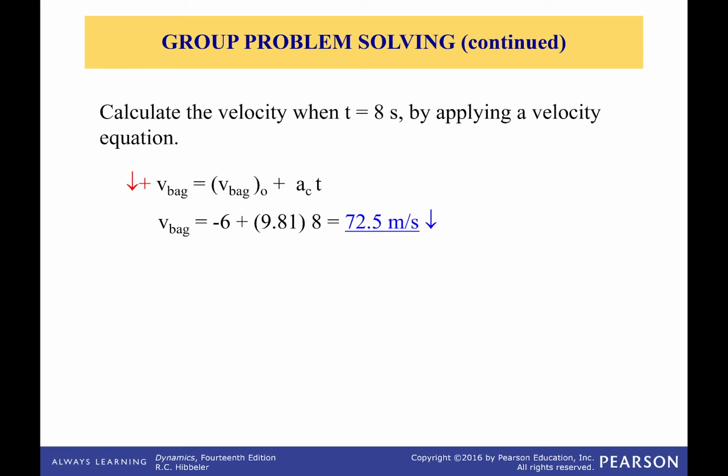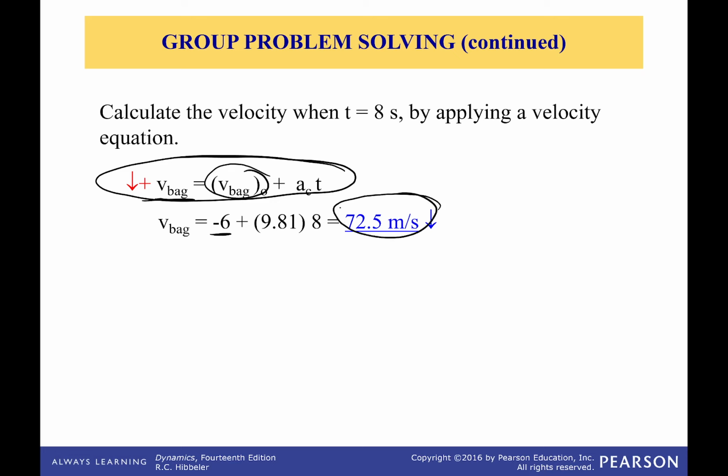Oh, I had to find out the bag's velocity too. Sorry. More to this problem. I thought I was done with the problem. Goodness. So once again, this is our constant acceleration equations. I'm just trying to find the velocity of the bag. I know what it is initially, and remember we're saying that it's negative 6, that going up is negative. And so at the end it has a velocity of 72.5 and down.